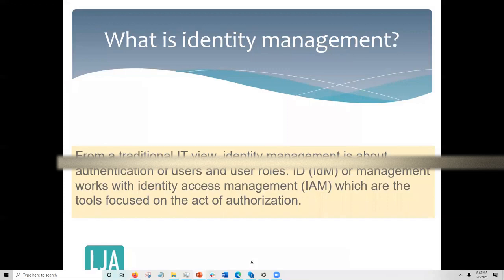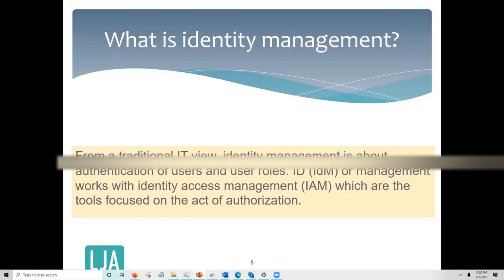So what is identity management? What does it really mean? Well, identity management, from a traditional IT viewpoint, is all about authenticating users and user roles. So if you've worked on a website, or maybe you did a WordPress site, or a blog, or maybe you participate in a bulletin board or any of those kinds of things where users have roles, or maybe you are an administrator or set up users in your ILS, your library catalog.